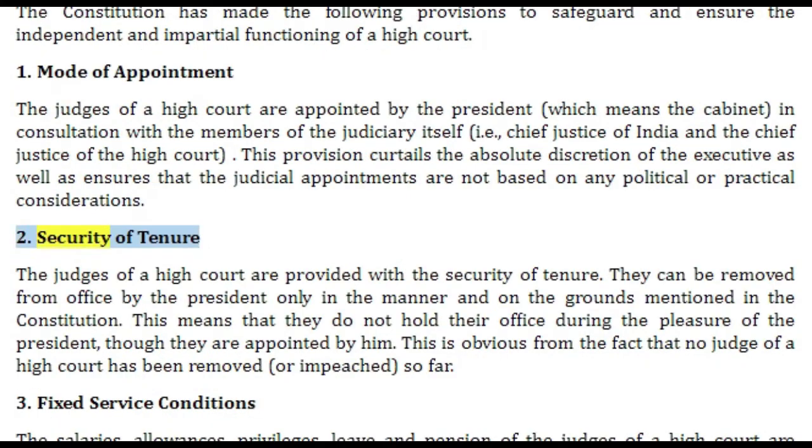2. Security of tenure. The judges of a High Court are provided with the security of tenure. They can be removed from office by the President only in the manner and on the grounds mentioned in the Constitution. This means that they do not hold their office during the pleasure of the President, though they are appointed by him. This is obvious from the fact that no judge of a High Court has been removed or impeached so far.